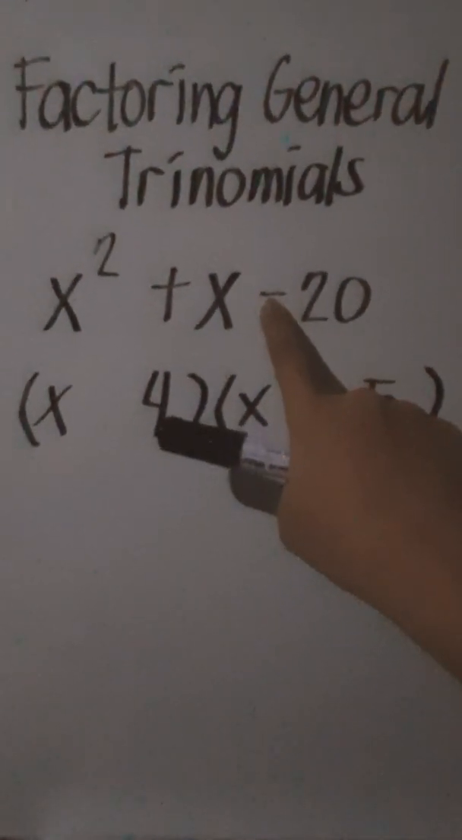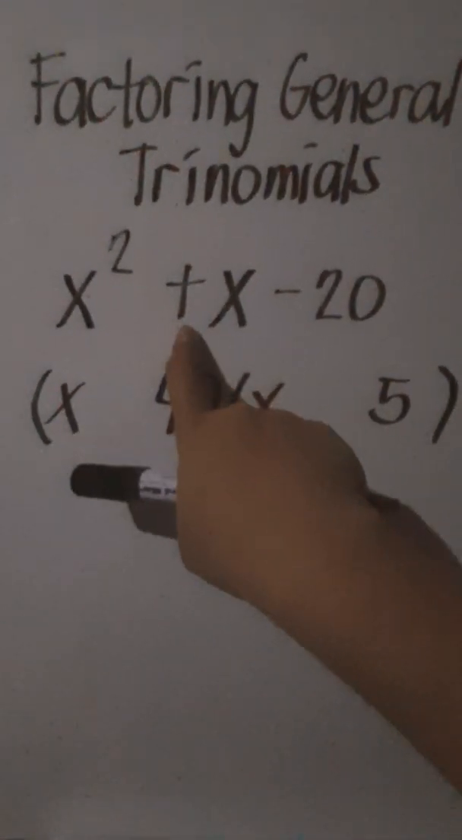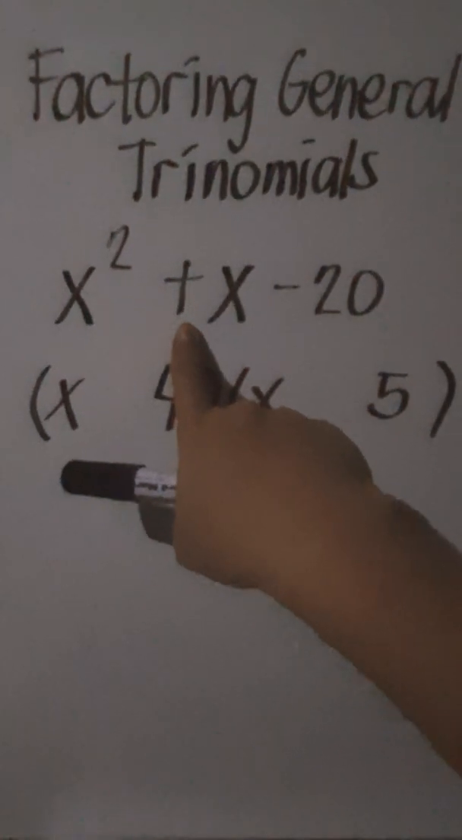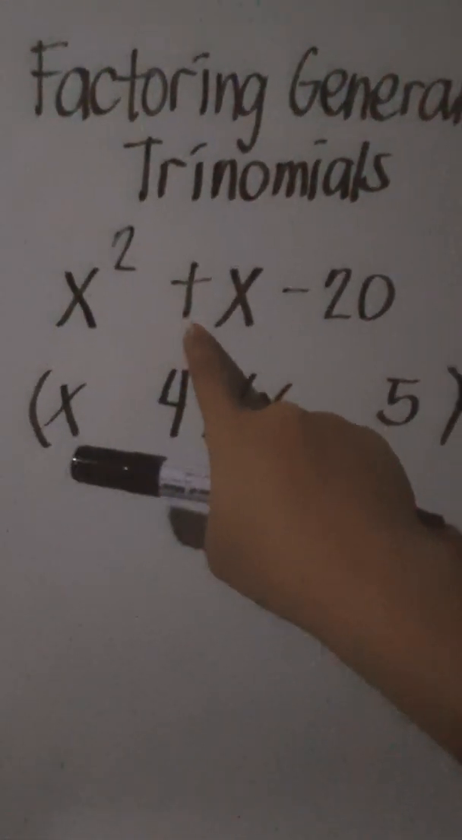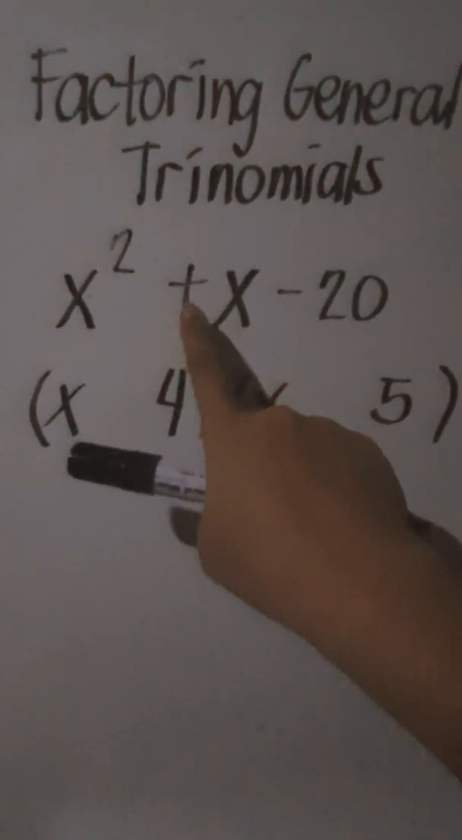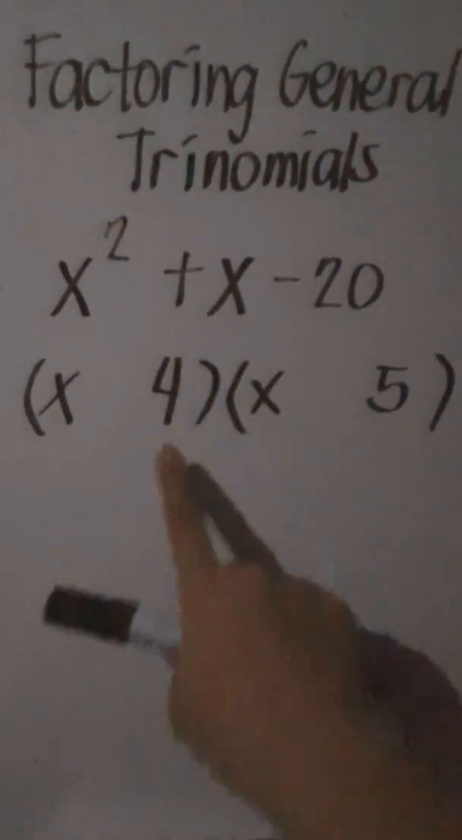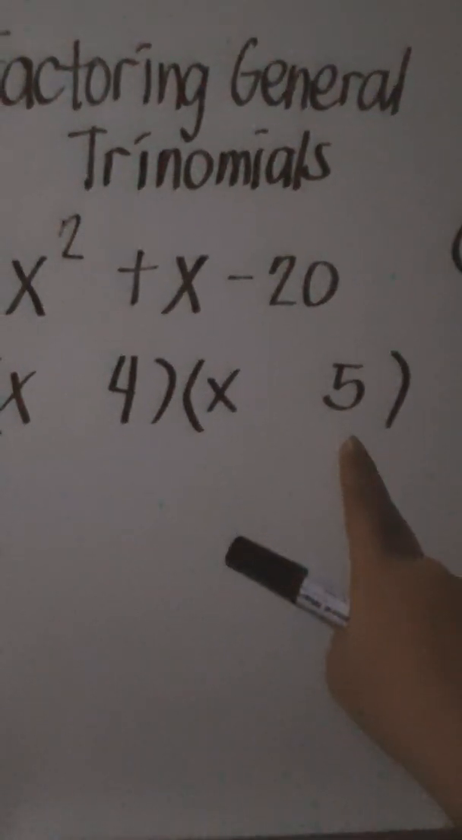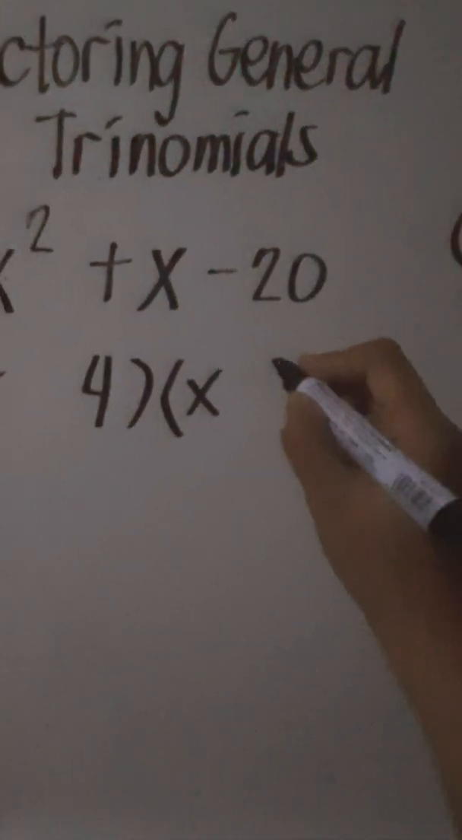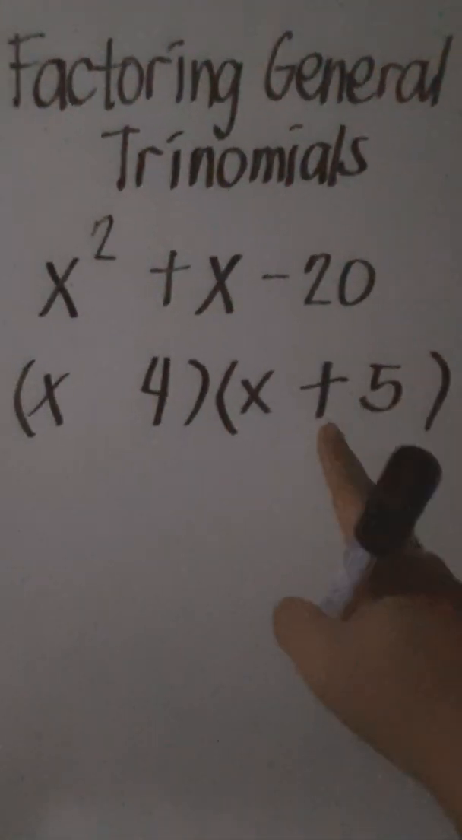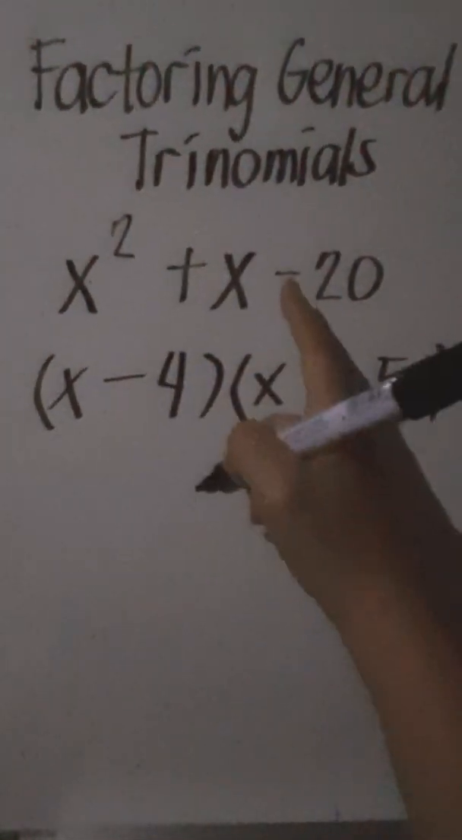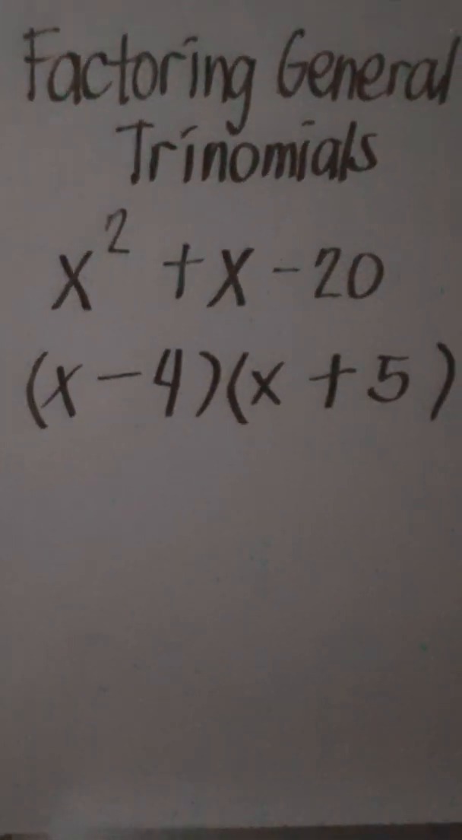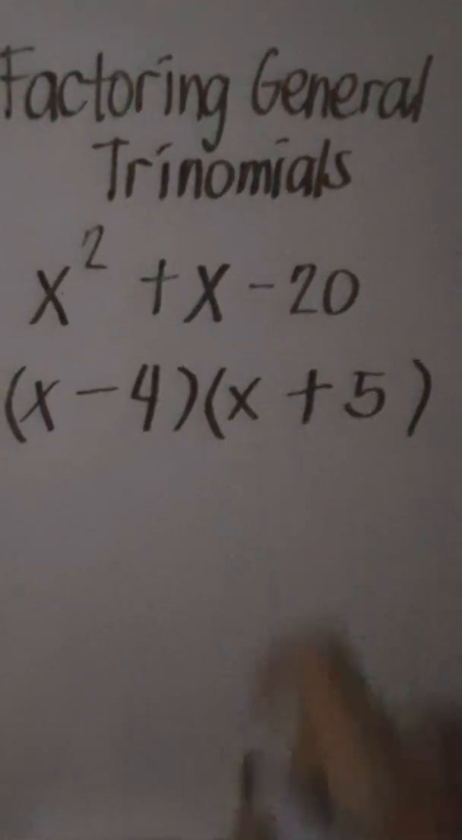Okay. Since dili sila pareha, let's look at the sign of the middle term. Sign sa middle term is plus. Ang kaning sign sa middle term, ihatag nato sa mas dako nga number. So, between 4 and 5, mas dako si 5. So, therefore, 5 has a sign of positive while 4 has a sign of negative. Kay dili baya pareha dapat ang sign. Tungod kay negative ang sign dire.